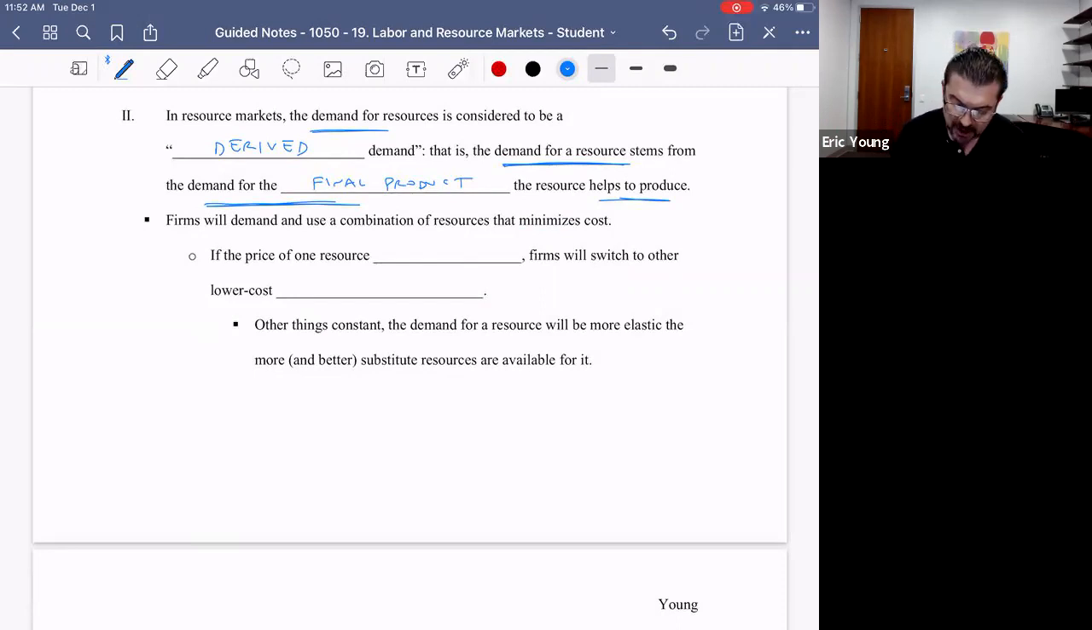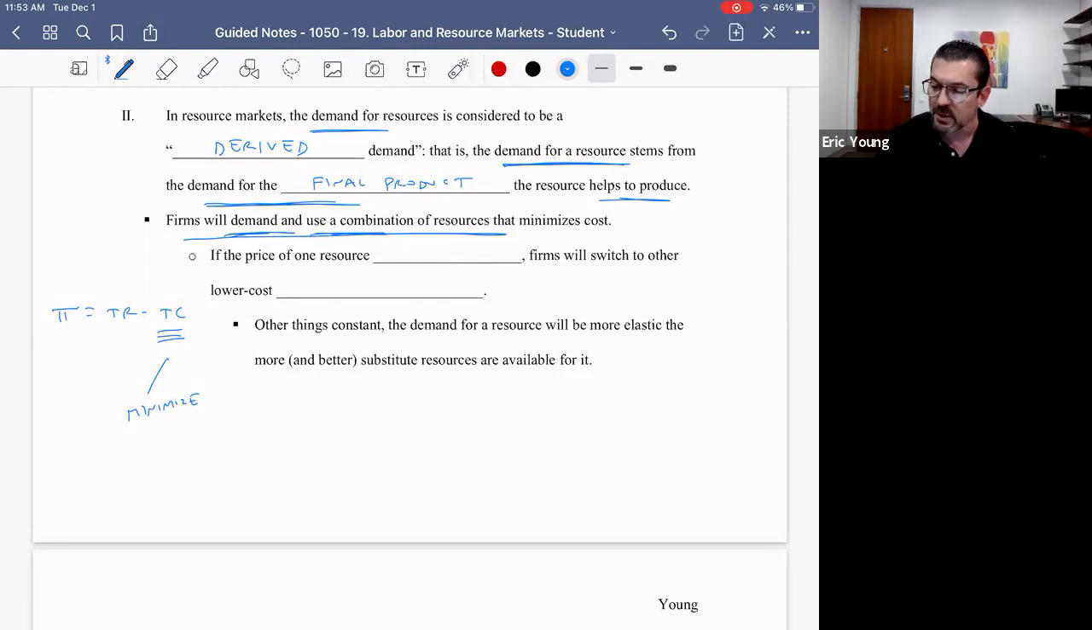This has a couple of implications. One implication is tied to the idea of substitutability. What we believe in economics is that firms will combine resources in a way to minimize cost. This should not be a surprise to you, because we've learned before that profit is equal to total revenue minus total cost. So obviously, businesses have an incentive to minimize those total costs. The way that they minimize those total costs, however, really stems directly from the way that the firms demand and combine resources.